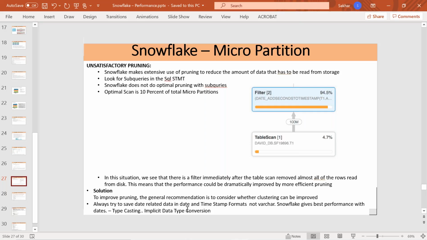Or typecasting, implicit data conversion. That means you are trying to filter, and you have given where name is equal to some order number. It is stored as varchar in your database, but you are giving just the number because the data contains only numbers. So it has to implicitly convert it and then filter, or vice versa. It's all numbers in the table, and you are giving the order number in single quotes. Then it has to implicitly convert. So these are the scenarios where pruning might be affected.